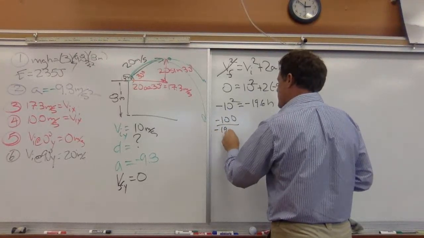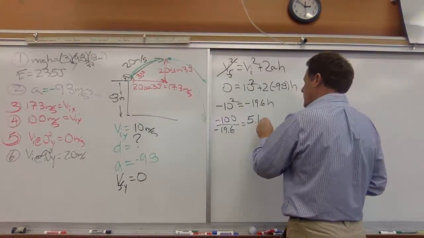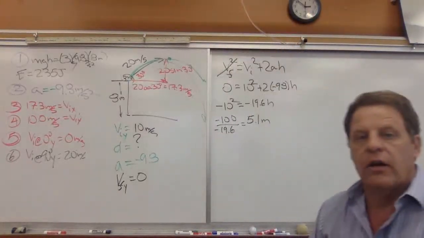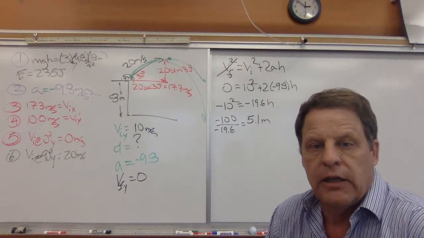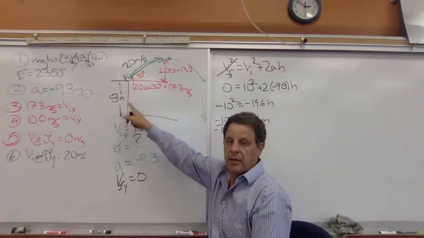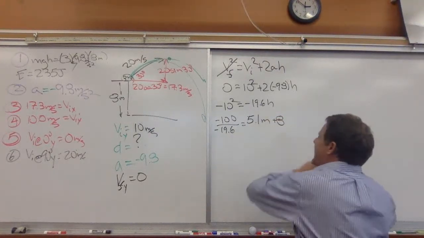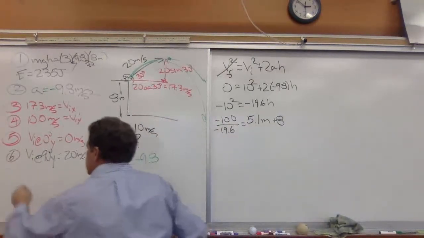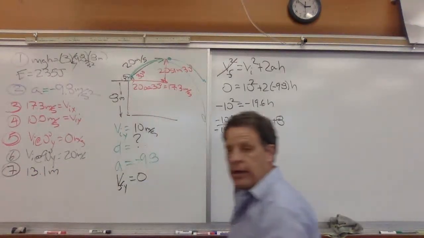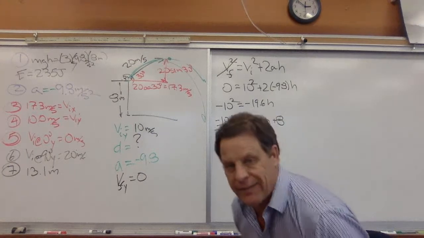-100 divided by -19.6 is equal to 5.1 meters. Okay. Now that is not our final answer. Our final answer is 13.1, because we need to add back this 1/8, because we're going to measure from the very bottom. Okay, so we're going to have this plus 8, and we're going to get 13.1 meters high.